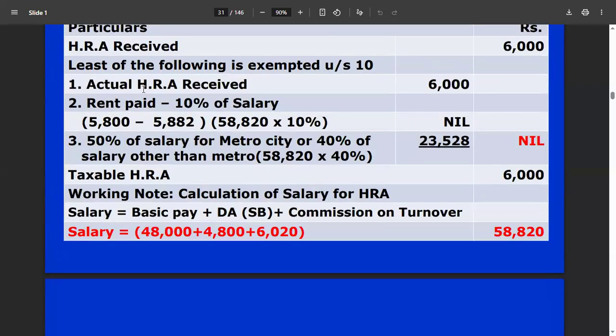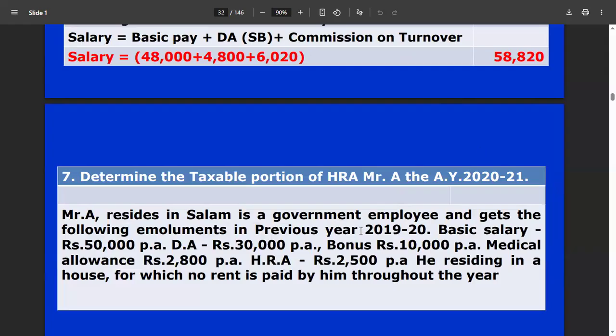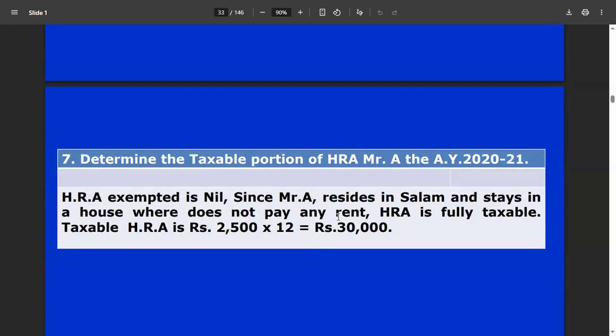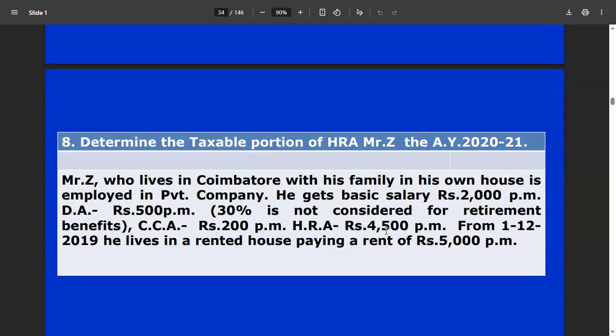In the previous case, actual HRA received, now here 2,500. Rent paid is required. So if zero rent is paid, then anything minus this will be 0, and 50% of salary or 40% of salary because non-metro, 40% of salary. So the lowest is 0, then his HRA is fully taxable. So in short, when no rent is paid, my HRA is fully taxable. Let's move further.